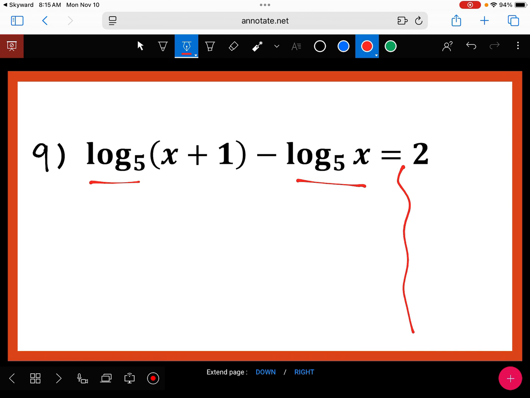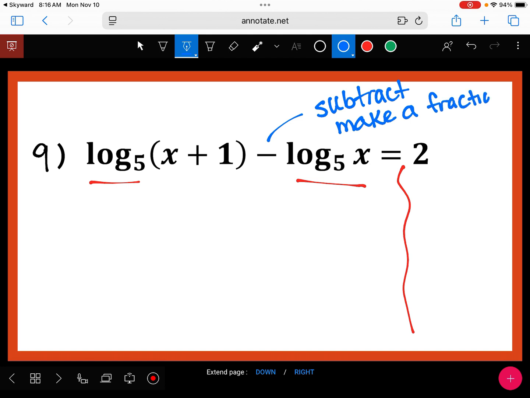So what is this subtraction sign telling us to do? Divide it. So when you see a subtraction, subtraction means make a fraction. It means you have to make a fraction. That's what that tells me. Whenever you see a subtraction sign between two logs, we have to make a fraction.